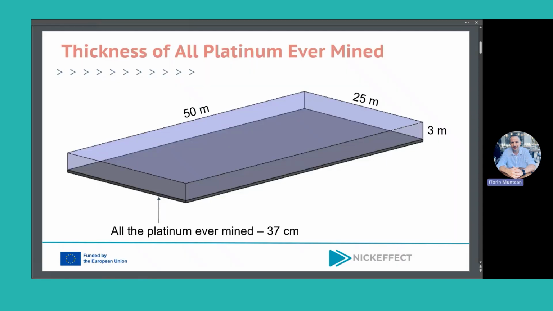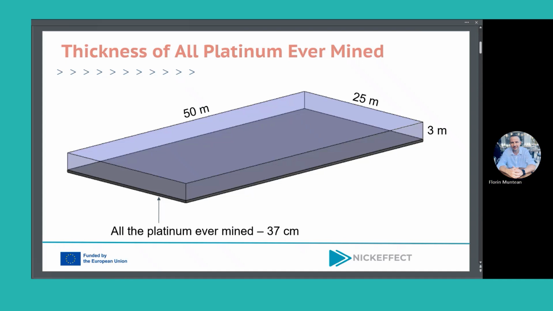Just to understand better how limited this resource is, I can tell you that all platinum ever mined would form a layer of just 37 centimeters thick on the bottom of an Olympic size pool, which is 50 by 25 meters.